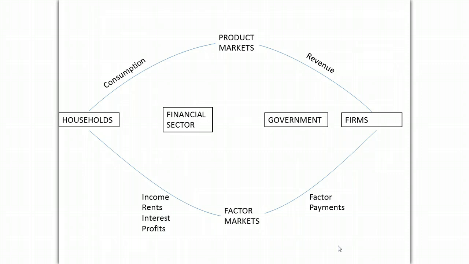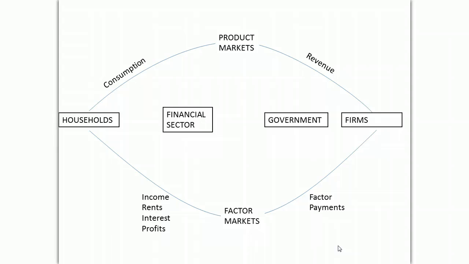So although we have our four key players laid out here, the household sector, the financial sector, the government sector, and the business sector, they're the key areas in the economy. And the important issue is how they link together. What are the flows between them?